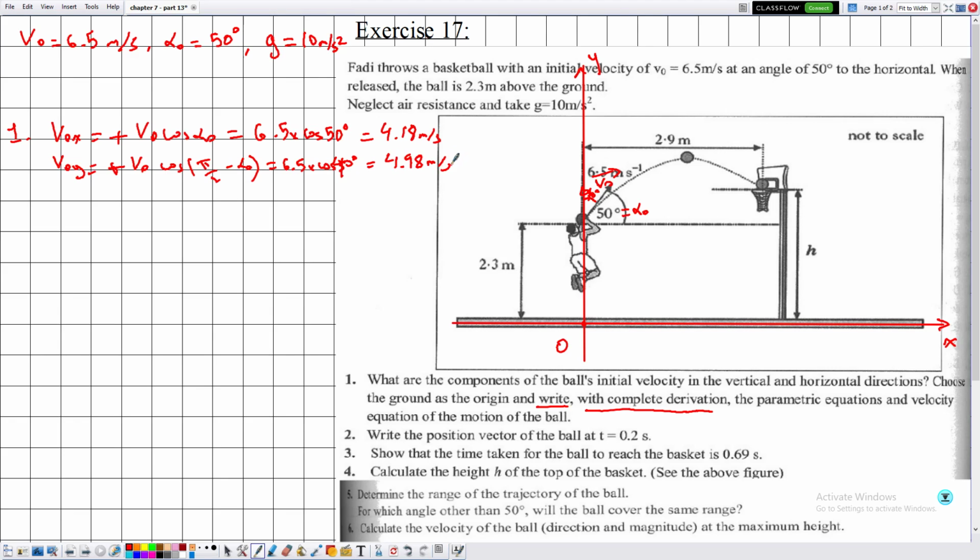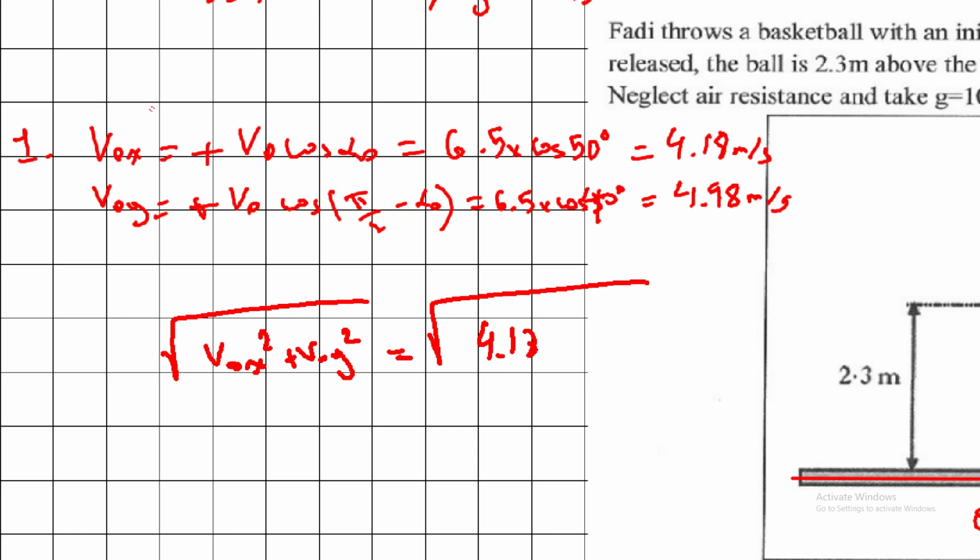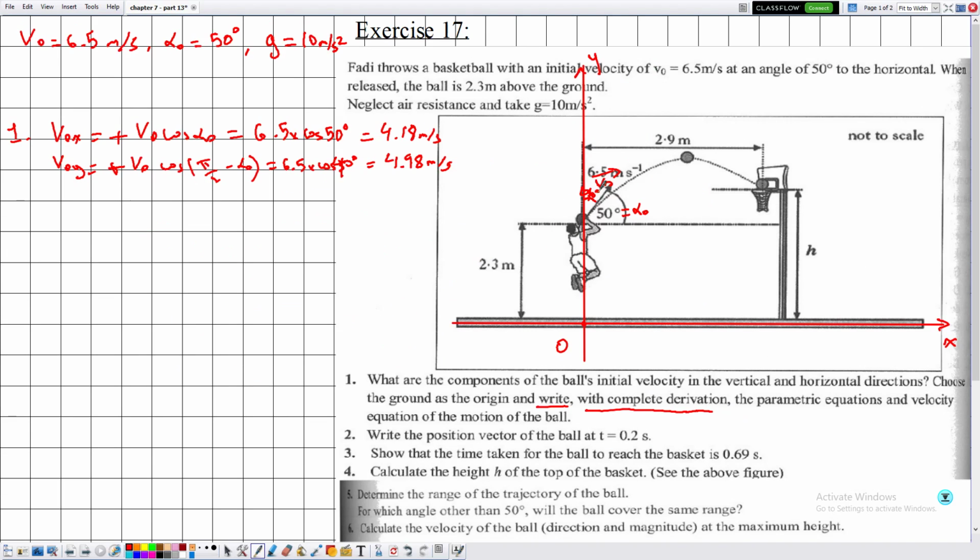And now here, if you check, if you take the square root of v0x squared plus v0y squared, which is the square root of 4.18 to the power 2 plus 4.98 to the power 2, you must get 6.5 meters per second, which is the initial speed, which is the magnitude of the velocity vector.